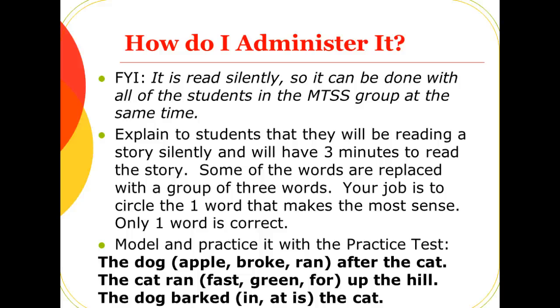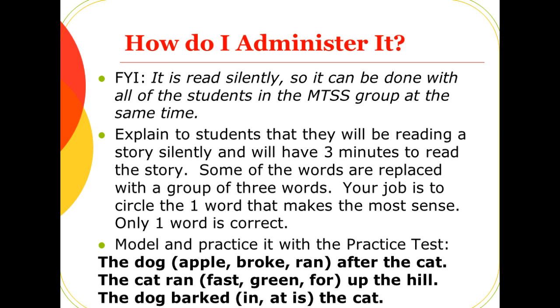What you do is explain to students that they'll be reading a story silently and will have 3 minutes to read the story. You'll tell them that some of the words are replaced with a group of words and that your job is to circle the one word that makes the most sense. Only one word is correct. And then you'll model it and practice it with the practice test. So for example, it's right over here, the practice test. The dog, and then you have to choose from apple, broke, or ran. What makes the most sense? I'm going to circle ran because it makes the most sense that the dog ran after the cat.